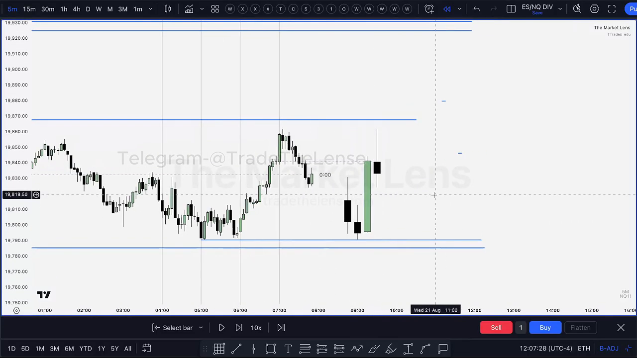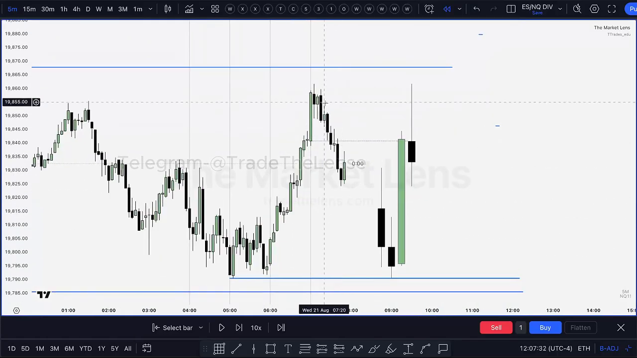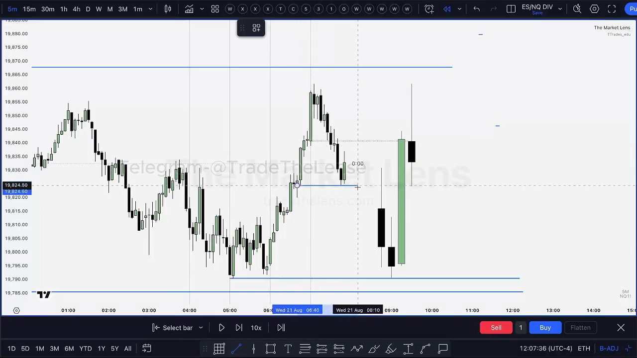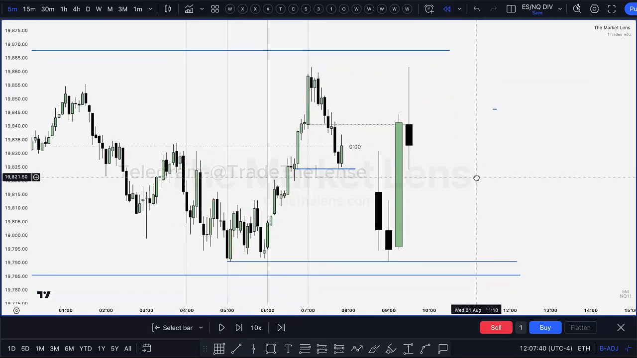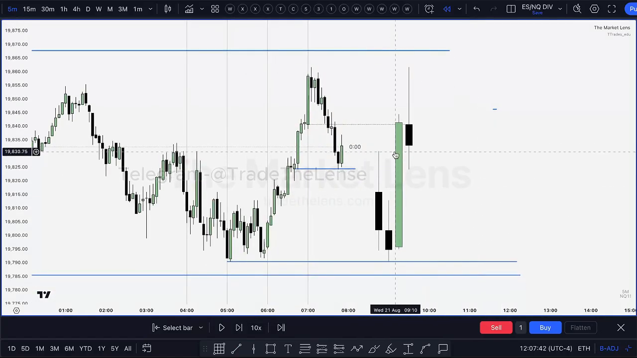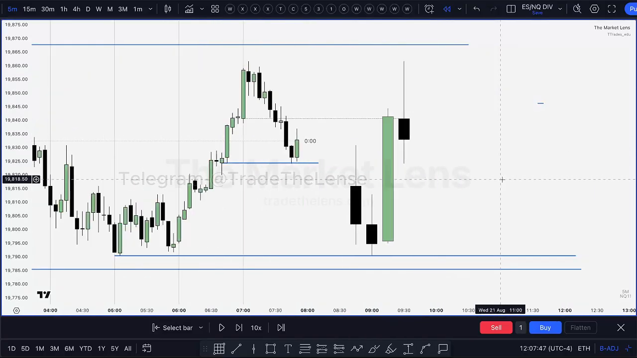So, do we have a valid model? It is a little bit off, right? Because we don't have the change in the state of delivery till down here. So it is not valid, but we are going to discuss it because of how this price action traded. We can learn off of that.